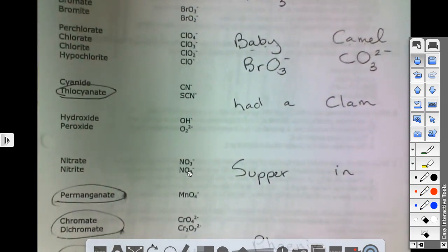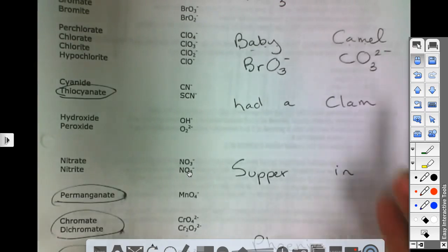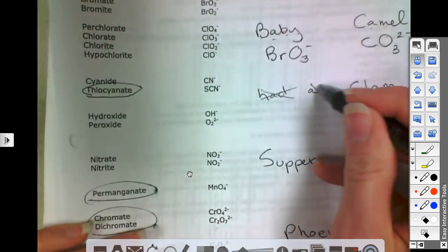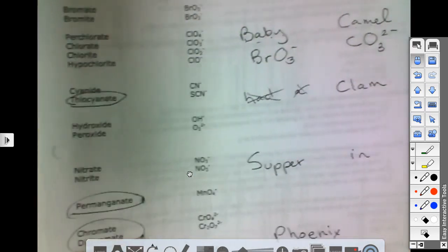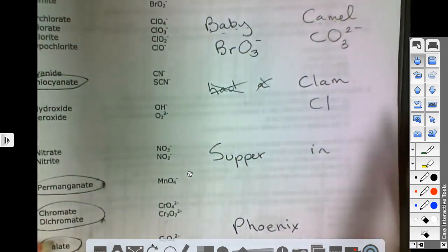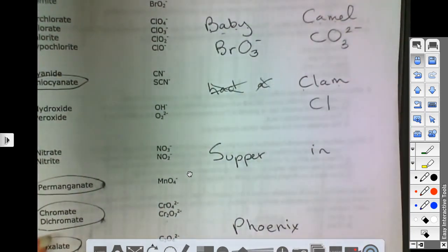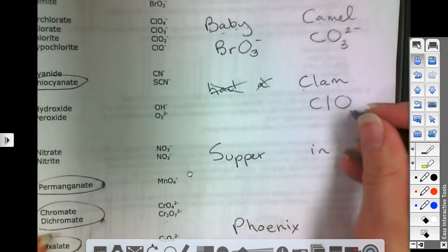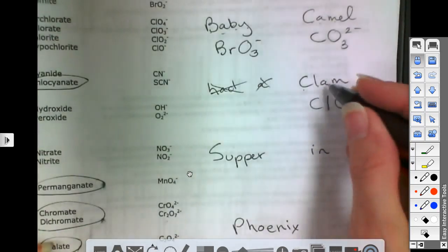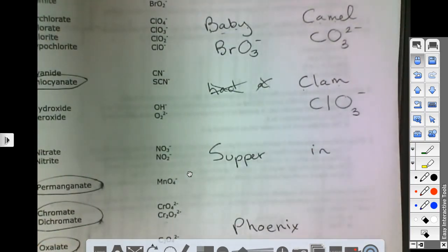If you're doing the extra credit, when you throw hydrogen on, it takes 1 minus away from the charge, because you added a plus to it, and that kind of cancels them out. If you want me to explain that more, I can, but that's for extra credit. So anyway, that's carbonate. Clam is my chlorate, and I have 1, 2, 3 consonants, so 3 oxygens, and 1 vowel, so 1 minus.